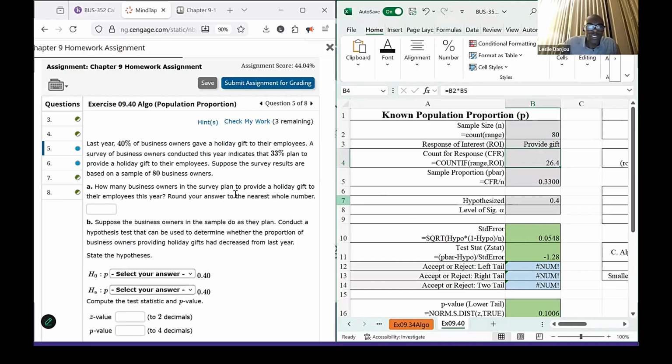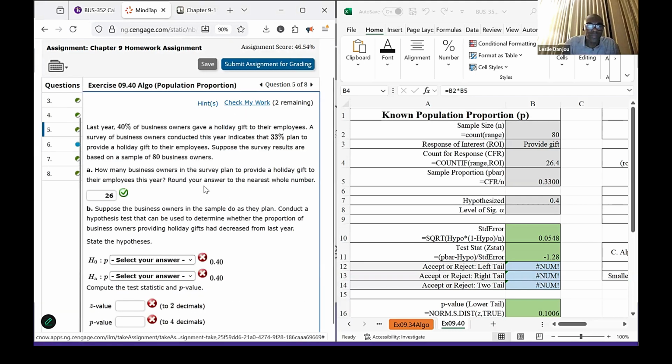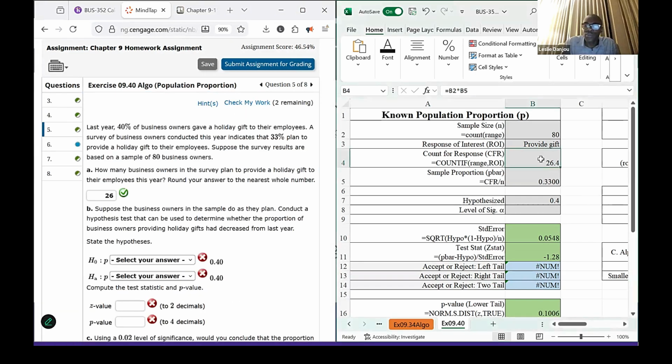So how many business owners in this survey? Round your answer to the nearest whole number. Give me a second. Let me make sure this is 26. Check my work. Outstanding. So this was your formula, but they want you to round it to the nearest whole number. And if I were you, I would yellowfy it. So if you guys are looking, that will be the formula: equals B2 times B5, and round it off to the whole number.